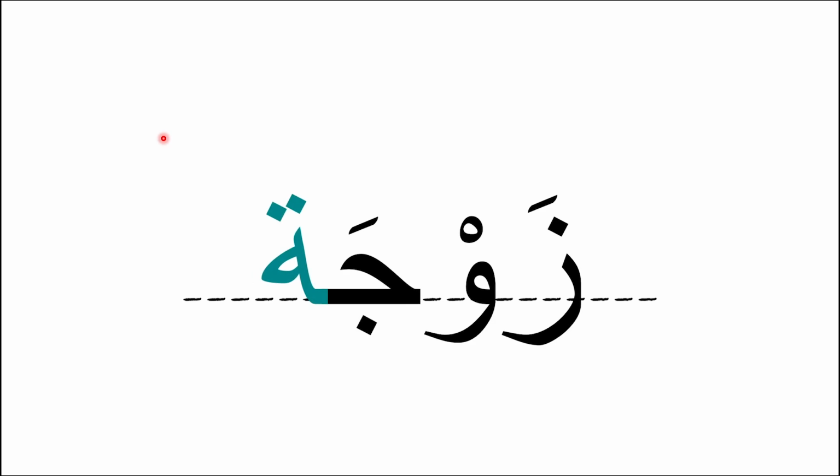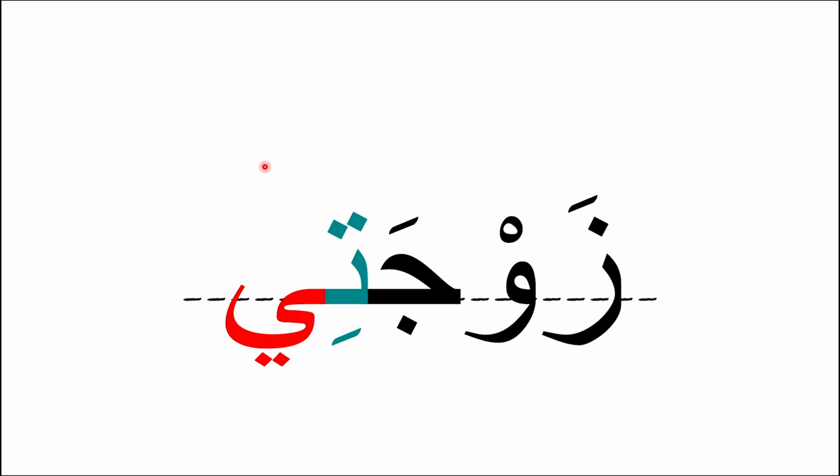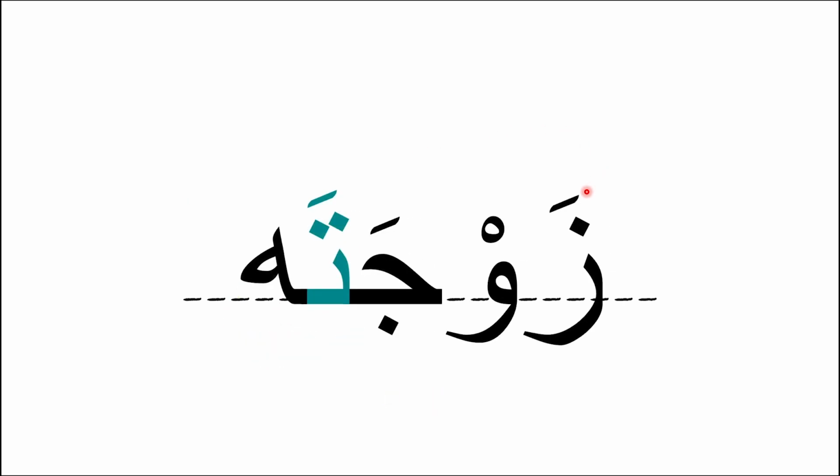This one was zawja, and we said zawja means a wife. Now, if I want to say my wife, the ta marbuta will turn into a regular ta if I add anything afterwards. So zawjati, that means my wife. Now, if I want to say his wife, I would say zawjatuh, his wife.